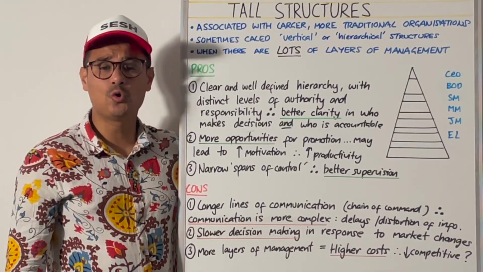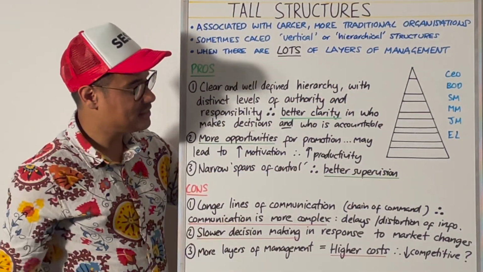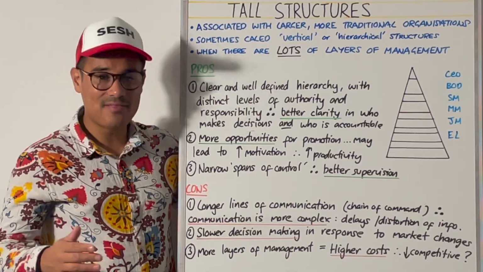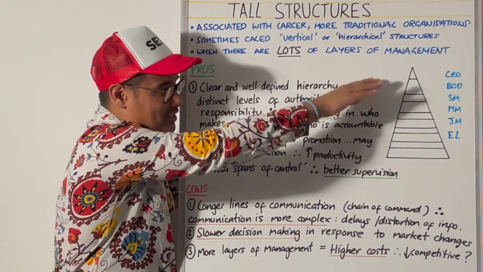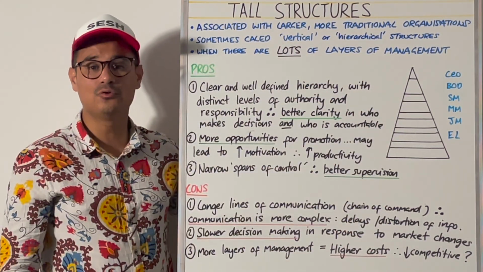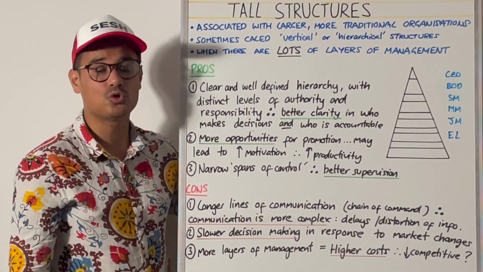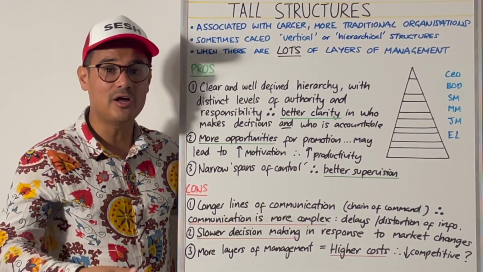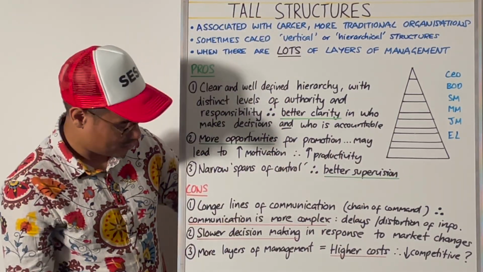Now, disadvantages of tall structures, well, it's going to lead to long communication lines, long chains of command, and that will mean that communication, well, it's going to be complex. It could get delayed. It could be slower to cascade through the organisation. Also, it could lead to distortions of that initial decision that's been made, and it might not be executed as it was hoped to be from the lower levels of management.